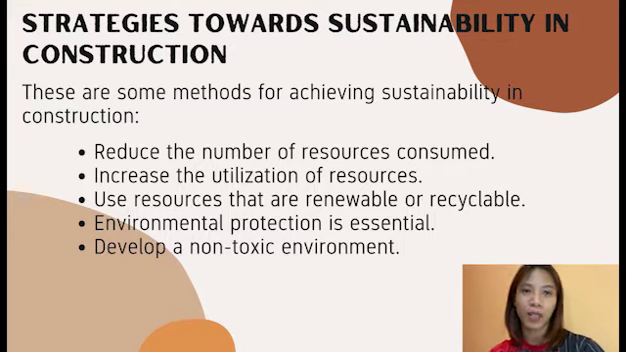These are some methods for achieving sustainability in construction. Number 1 is reduce the number of resources consumed. Number 2 is increase the utilization of resources. Number 3 is use resources that are renewable or recyclable. Number 4, we have to protect the environment as it is essential. Number 5, develop a non-toxic environment in construction.